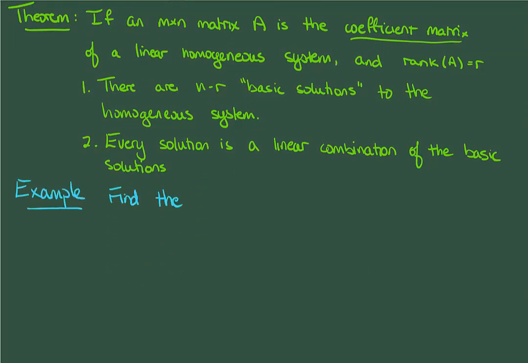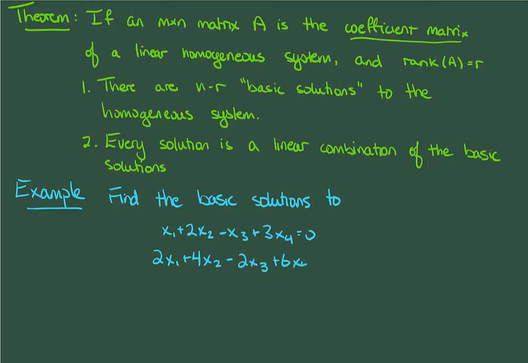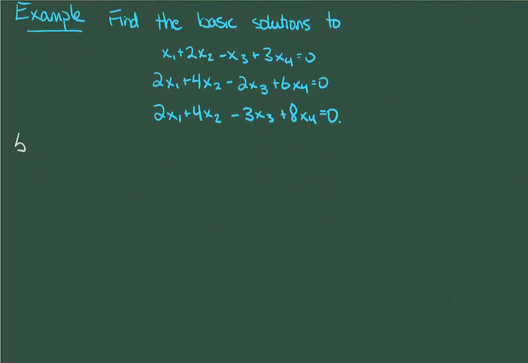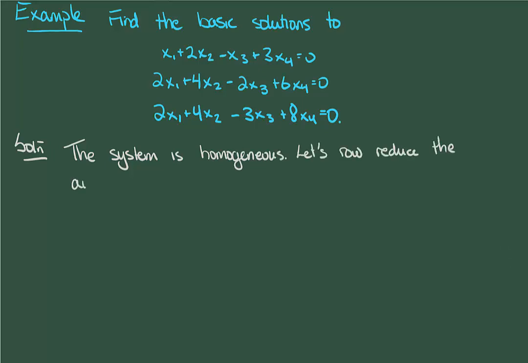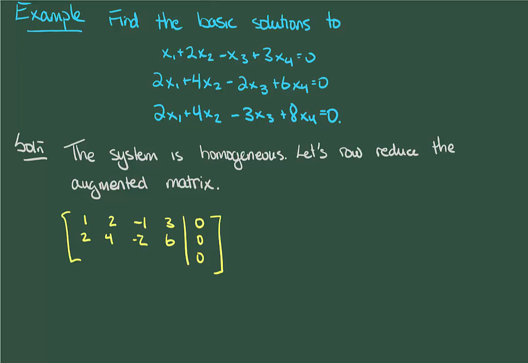To illustrate this, let's do an example. Let's find the basic solutions to the following linear system. Note again that this is homogeneous since all of its constant terms are zero. Let's write down the augmented matrix and row reduce it per usual. For homogeneous systems though, the augmented part isn't very useful. If you think about our three elementary row operations, you'll see that no matter what we do, the constant term will always stay zero. Anyway, row reducing this gives us the following.